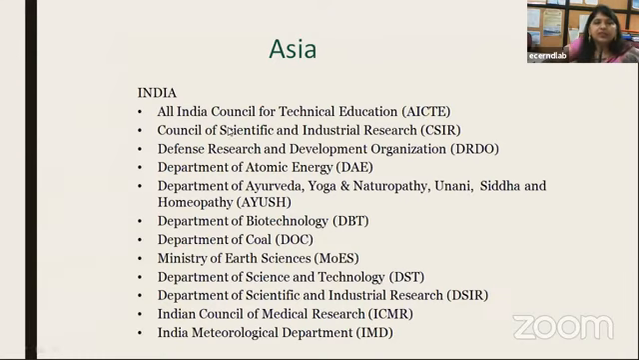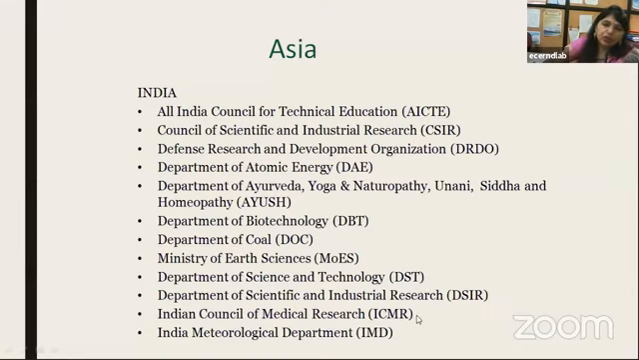Now look at this slide. In Asia, these many funding agencies are there in total. I will explain only two today. In Asian countries, like India, AICTE is the best one. Then CSIR, everybody knows. Then DRDO, then DAE, Department of Atomic Energy, these are not related to us, but I have copied them. And DBT, Department of Biotechnology, coal mines is also giving, earth science is also giving, and DST, many people are getting DST, then DSIR, then ICMR, which I already got and finished.